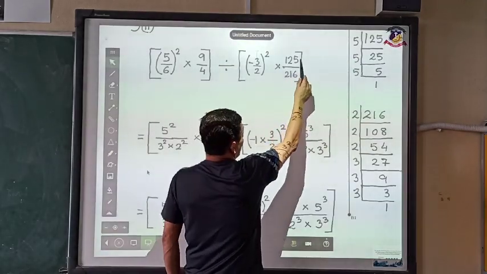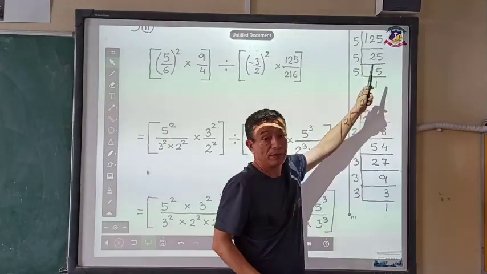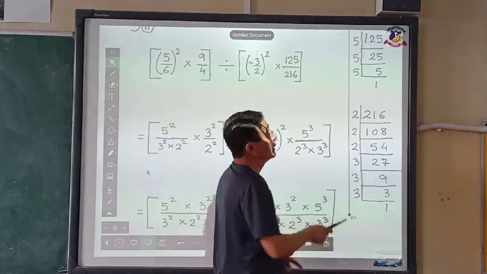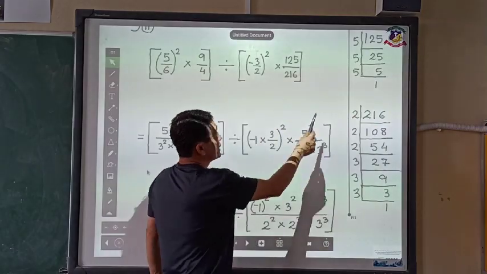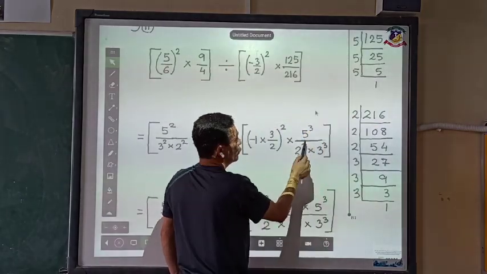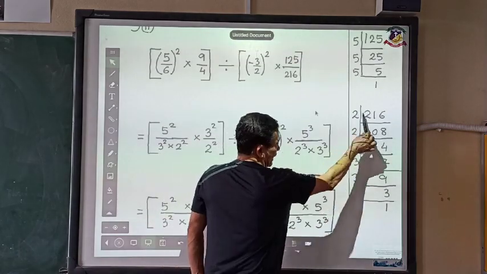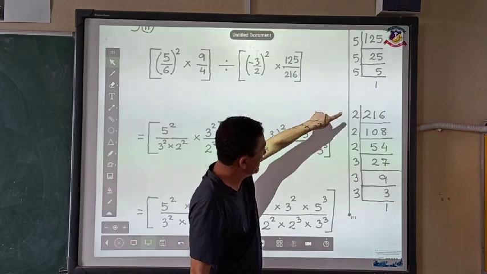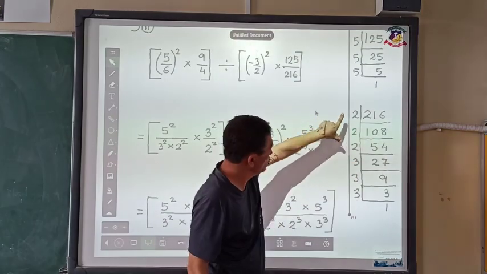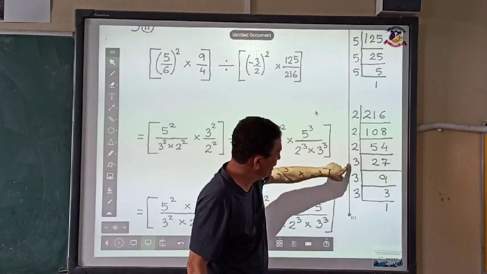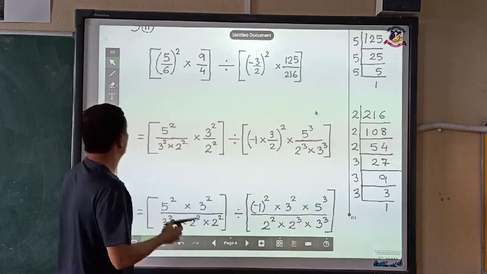And here 125, now let's look at 125 here. If I find the prime factors, then I get 5 into 5 into 5, which can be written as 5 cubed over here. 216, again if I find the prime factors, I will get 2 into 2 into 2 into 3 into 3 into 3, which is 2 cubed into 3 cubed.